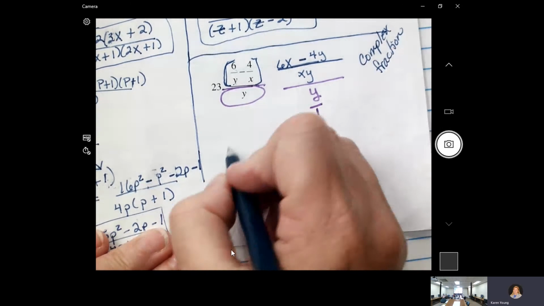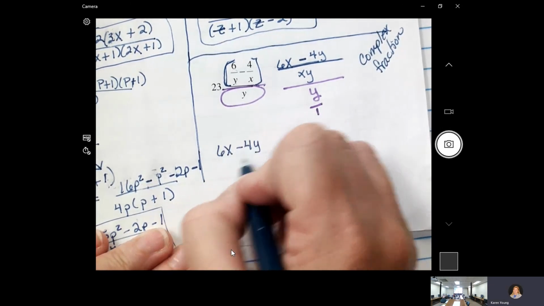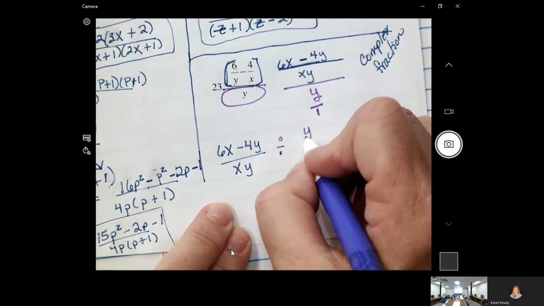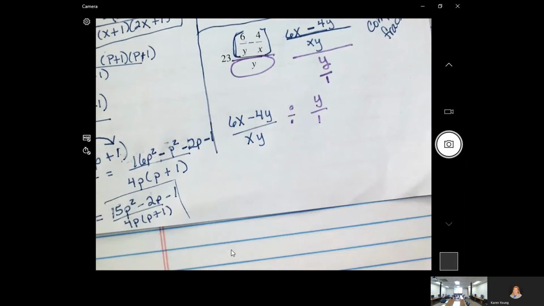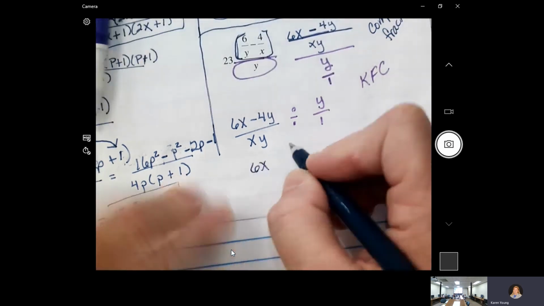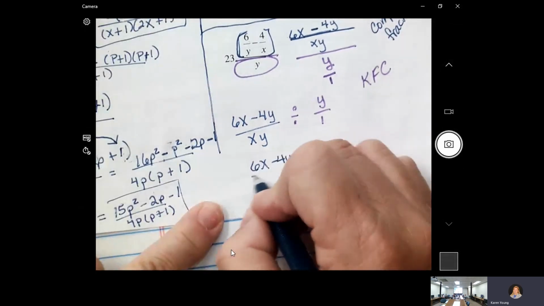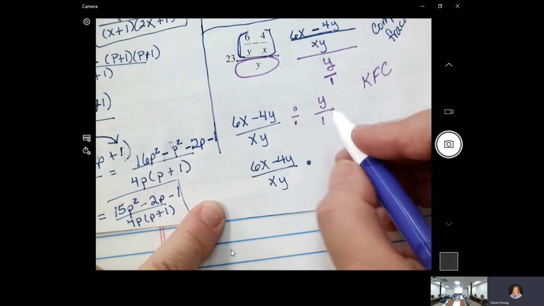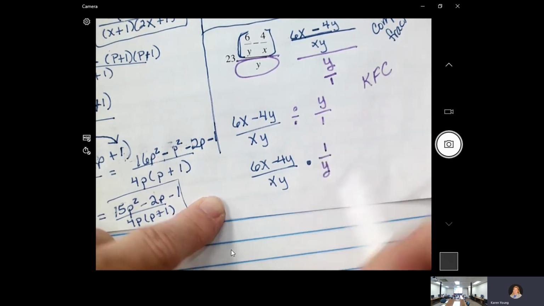So I'm going to rewrite it where I have 6x minus 4y over xy divided by y over 1. Okay, so y'all remember how we divide fractions? The keep flip change. Have I done the keep flip change with y'all? The KFC? Yes. All right, we're going to do the KFC, the keep flip change. So I'm going to keep the first one just like it is, 6x minus 4y over xy. Change my division to multiplication, and then I'm going to flip my y over 1 to 1 over y.